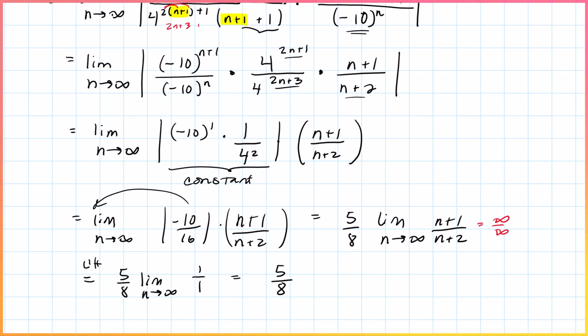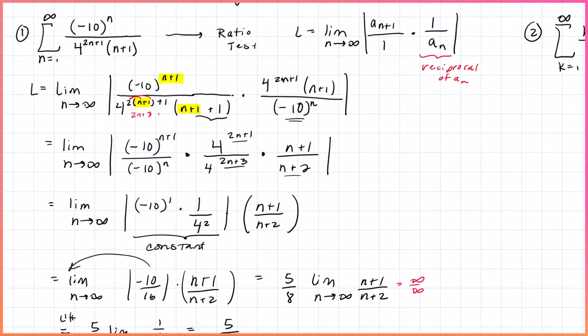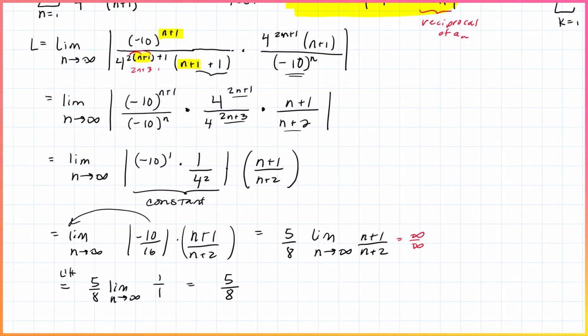So now what we have to do, based on our ratio test, is determine whether this L that we're finding from our ratio test is less than or greater than 1. If it is less than 1, we get absolute convergence. So let's take a look. It is, in fact, less than 1. So what that gives me is absolute convergence through the ratio test.